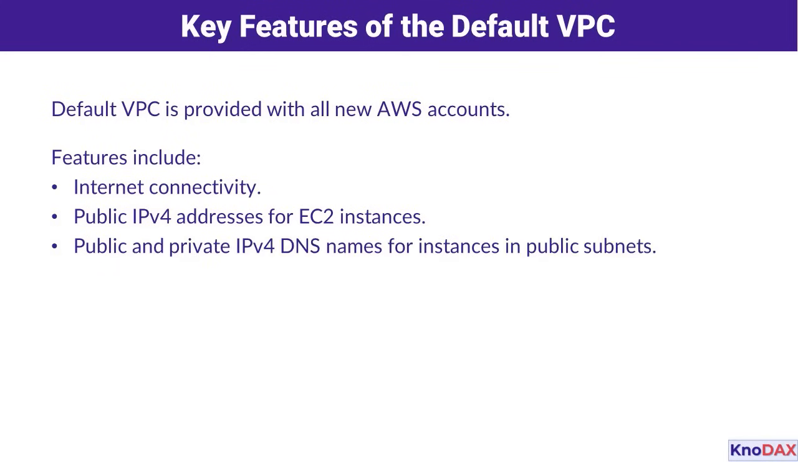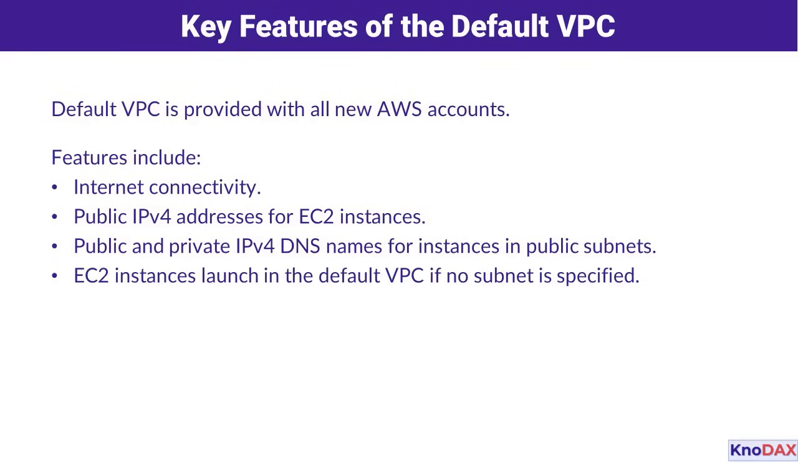Third, it provides public and private IPv4 DNS names for instances in public subnets. Finally, automatic subnet assignment. When you launch an EC2 instance without specifying a subnet, it is automatically placed in the default VPC, ensuring a seamless start without extra configuration. These features make the default VPC an excellent starting point for beginners or quick deployments, providing essential connectivity and security features out of the box.